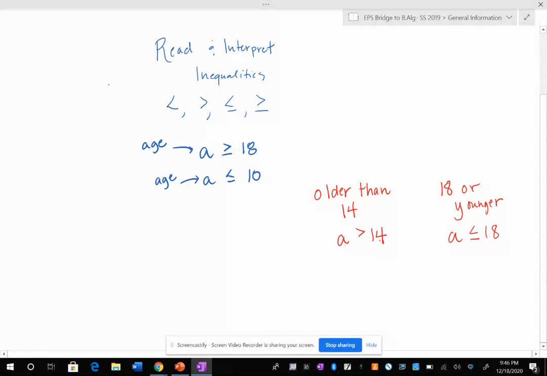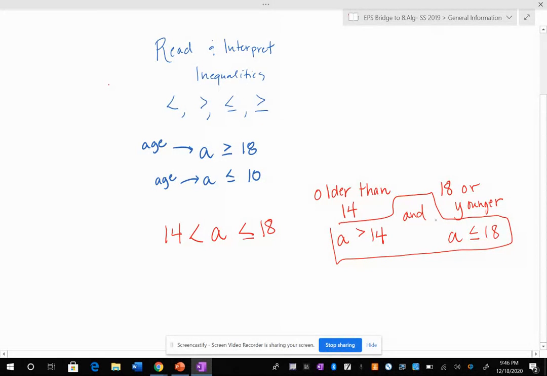These can be combined into one inequality statement. How I like to think of it is writing the A in the middle, and I think of two Pac-Men chasing each other. And then I think of it separately. I put the lower boundary on the left. Your age needs to be, and see how A is on the right here? So we would read this, your age needs to be greater than 14, but your age needs to be less than or equal to 18. And this is a way to combine these two into one statement.